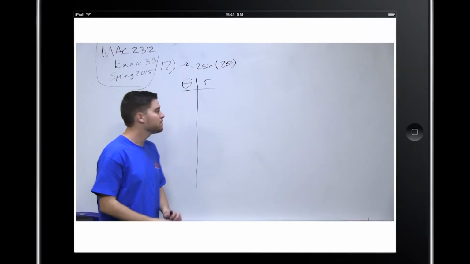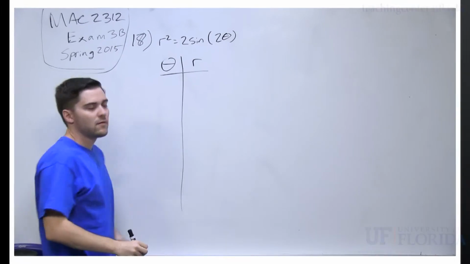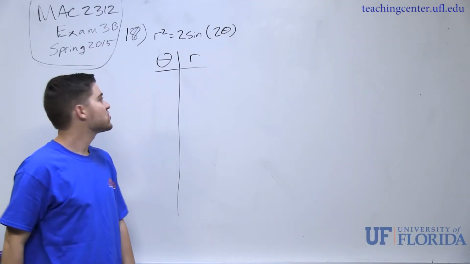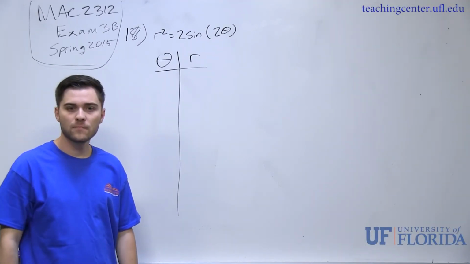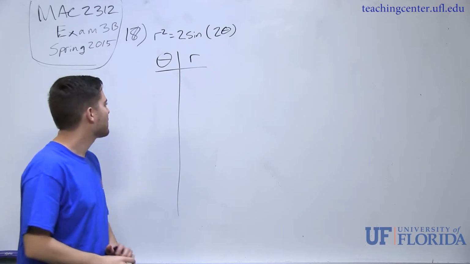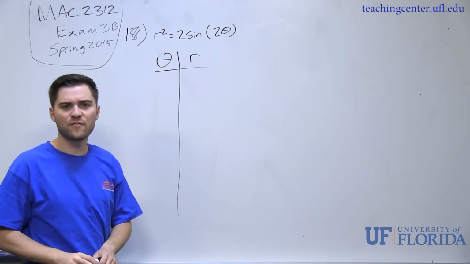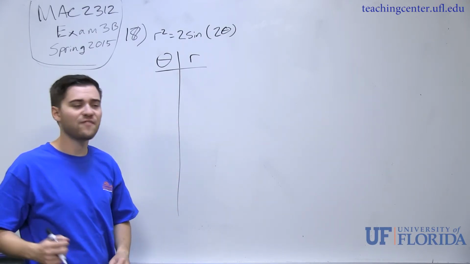Problem number 18 is r squared equals 2 sine of 2 theta. So this one's a little bit weird to graph, but we're going to approach it the same way for now. We're just going to make our chart, we're going to find our zeros.